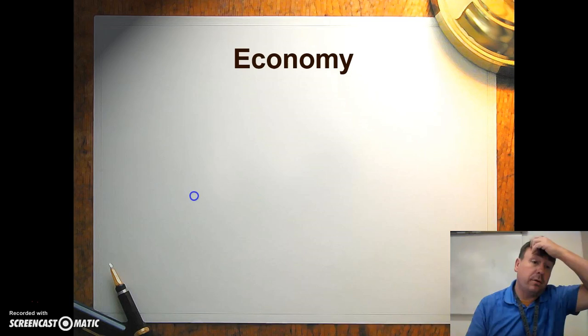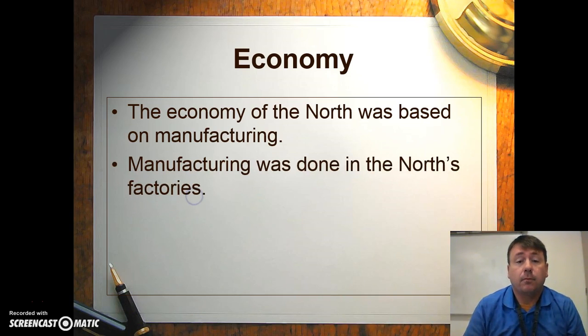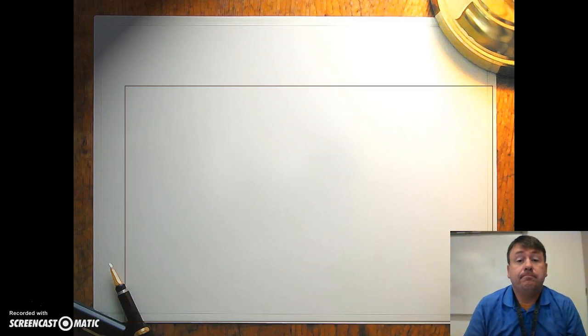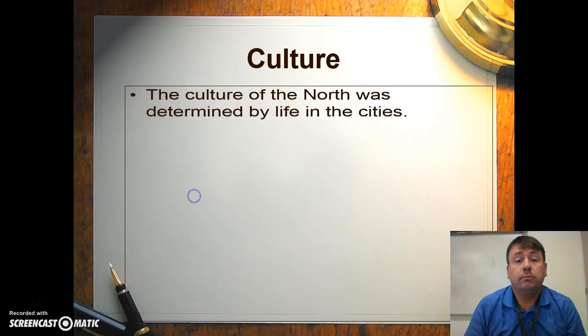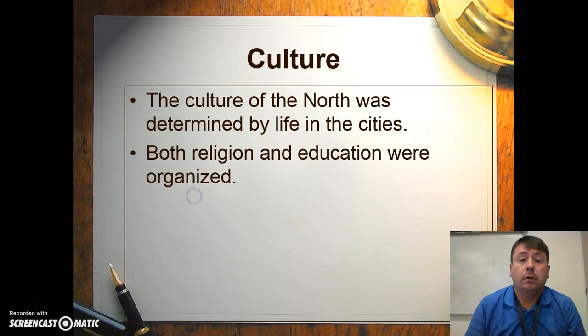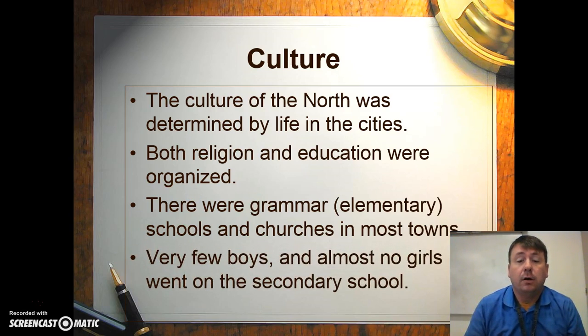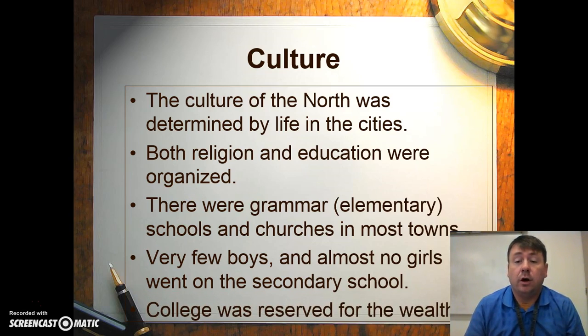The economy of the North was solely based on manufacturing, so factory work. Culture in the North was determined by life in the cities. Both religion and education were organized. There were grammar schools, which are elementary schools, and churches in most towns in the North. Very few boys and almost no girls went on to the secondary school. And college was reserved for only those that were wealthy.